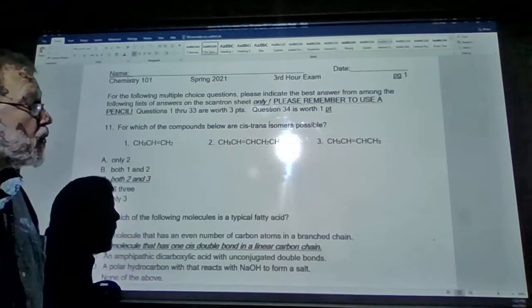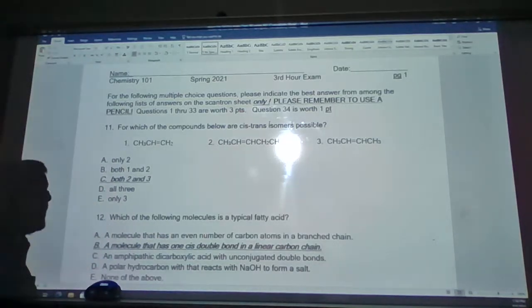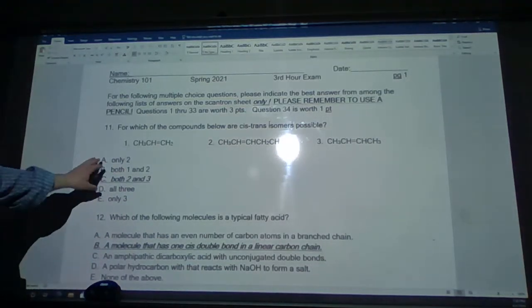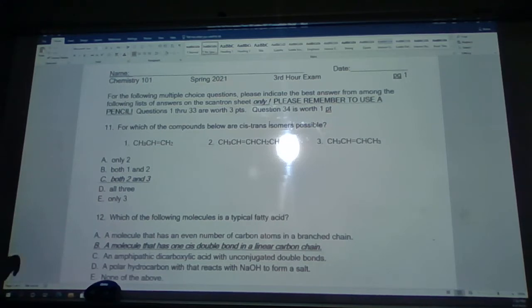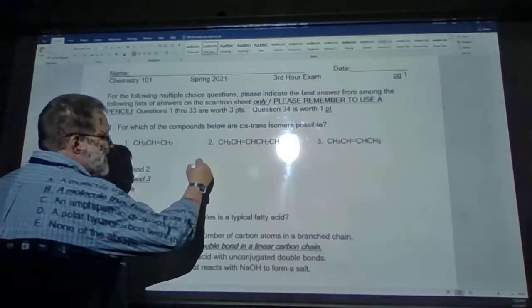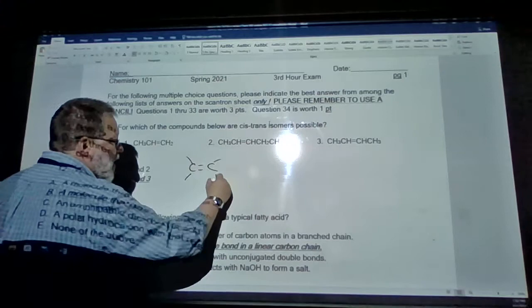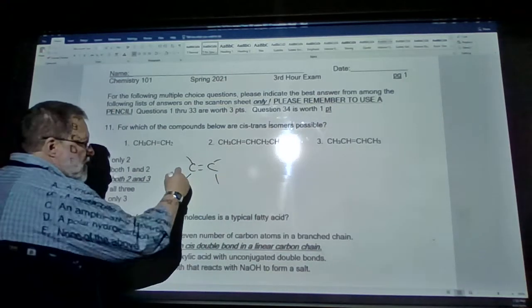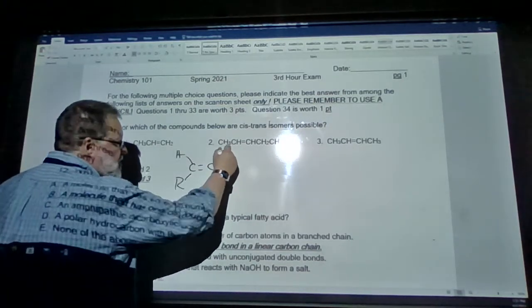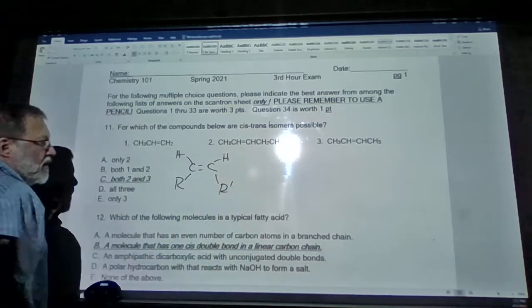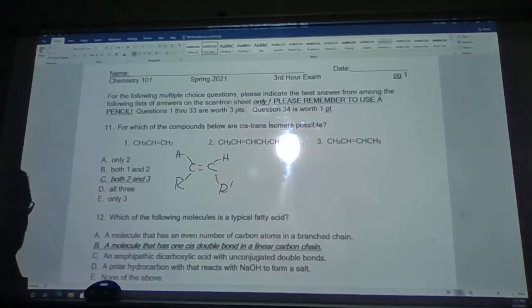This is the Chemistry 101 third hour exam review. Number 11, cis-trans isomers. For cis-trans isomers possibly existing, you have to have differing groups on both of your carbons.